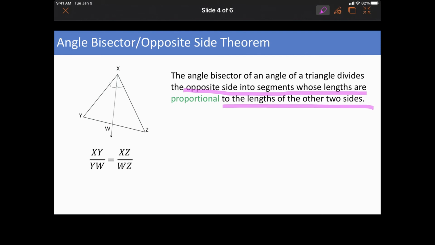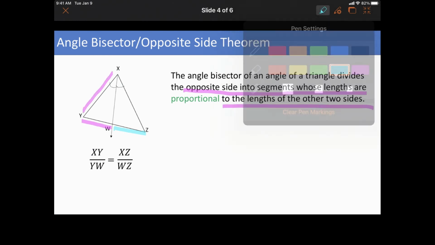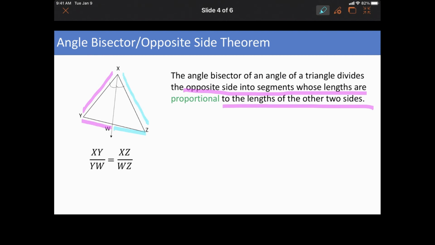So again, we're going to have this ratio. Here's my opposite side, and they correspond with this one and that one. So XY goes with YW, and XZ goes to WZ, as stated. Angle bisector, opposite side. So the angle bisector is going to the opposite side. And when you're talking about the angle bisector, remember it's about the angle. So the angle's up here.